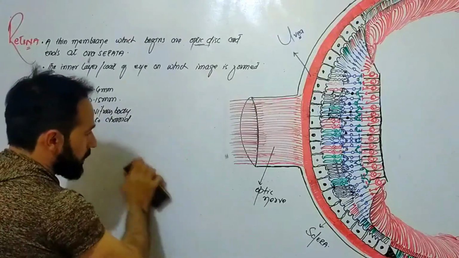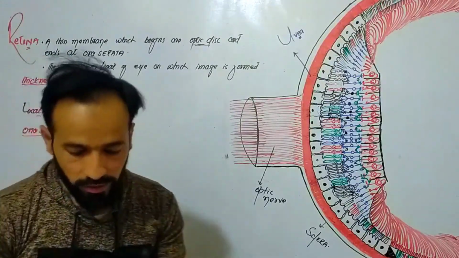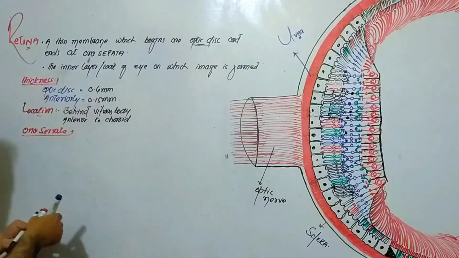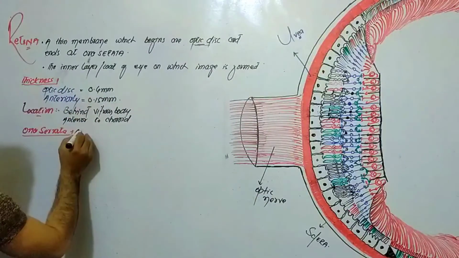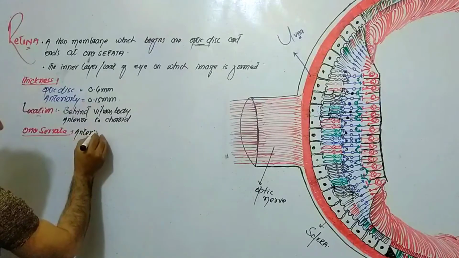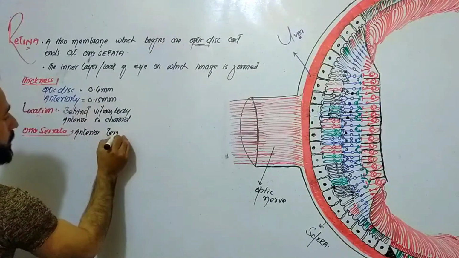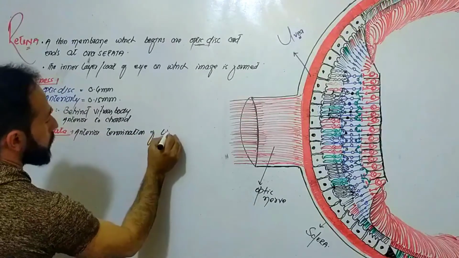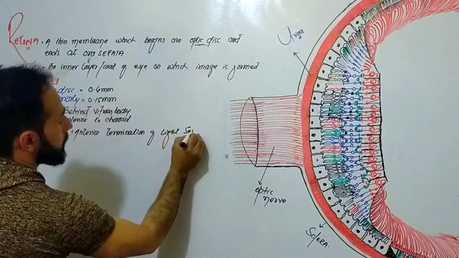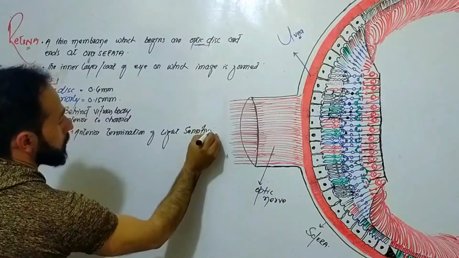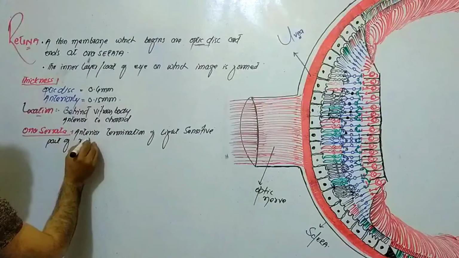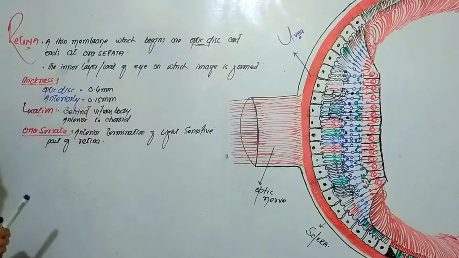Now let me mention it again for you guys. The anterior termination of the light sensitive part of the retina. Let me write the definition first of all: the anterior termination of the light sensitive part of the retina is called ora serrata.